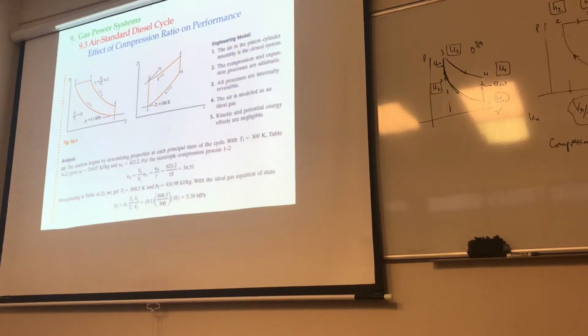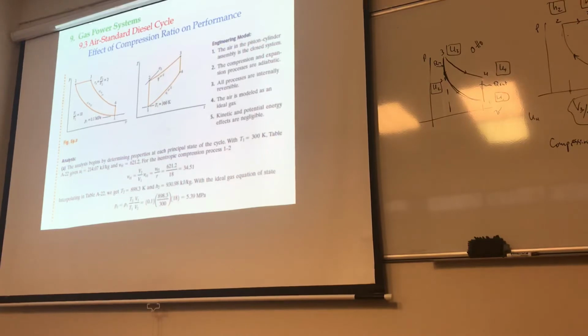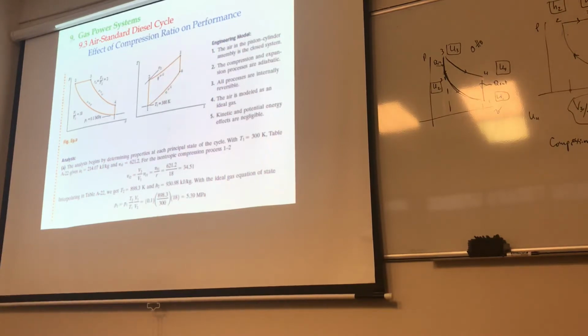So the procedure for analysis is really the same thing, because now you come in, state 1 is already given, the pressure at state 1 is given as 0.1 megapascals, and the temperature is given. Now, you can probably guess that if the temperature is given, you can immediately find the value of U1 from table A-22. It's just a direct read, okay? Because now you know the temperature T1, you know U1, right?